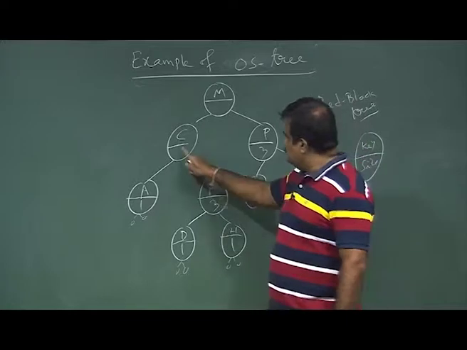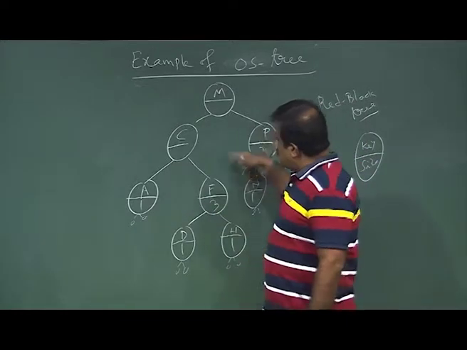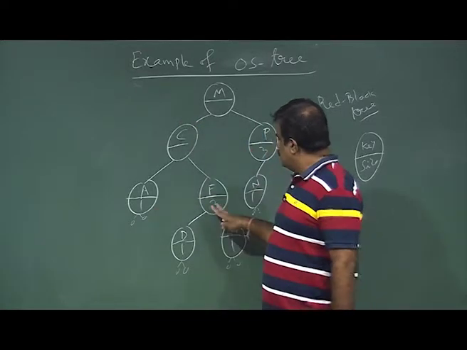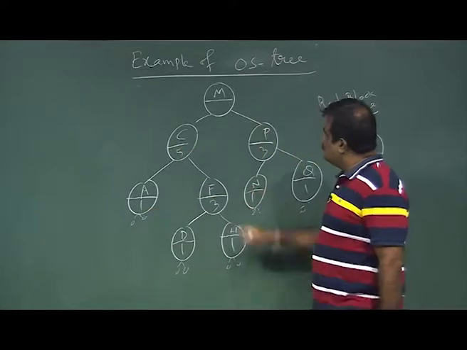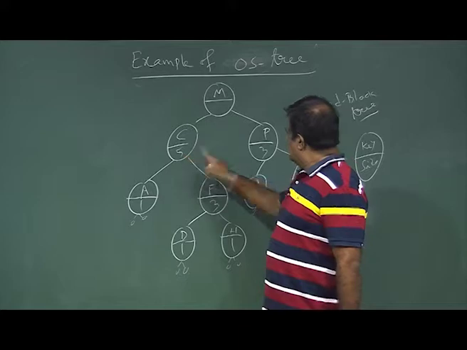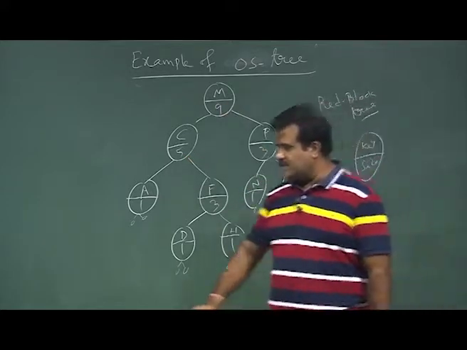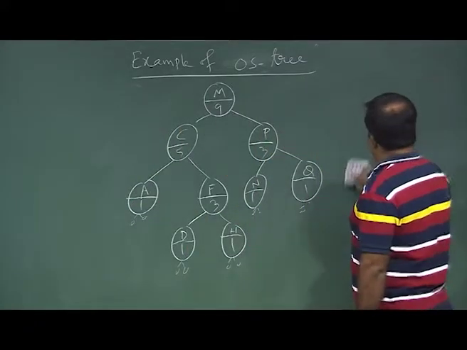Now what is the size of this? Size of this is basically the number of nodes rooted at this. So 3 plus 1 is 4 and then 5. Now this is also this plus this, 8, and plus 1, 9. So what is the formula we are using for size? Size of a node is basically size of the left plus size of the right plus 1.